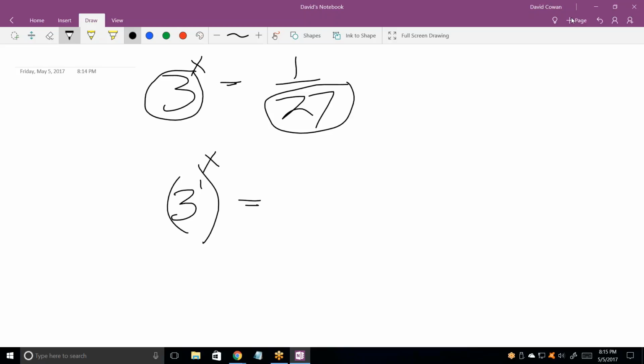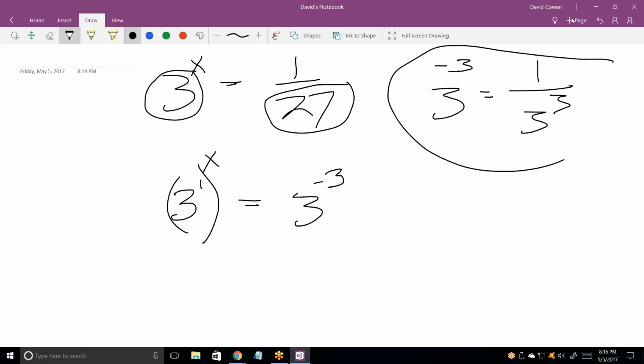How can I express 1 over 27 as 3 to some power? It's 3 to the minus 3. In other words, remember what negative exponents mean. They mean 1 over 3 cubed. That's what they mean. Remember that.